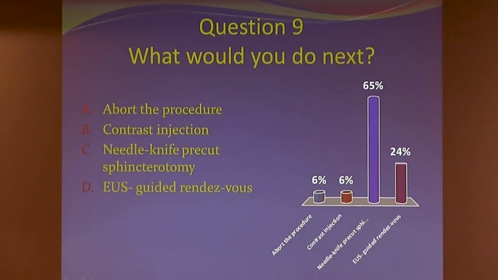All right, so 65% would do a needle knife pre-cut sphincterotomy. 24% would do EUS-guided rendezvous. It's bold. You can see the duct is not that big. And then a couple people would abort or try contrast injection.